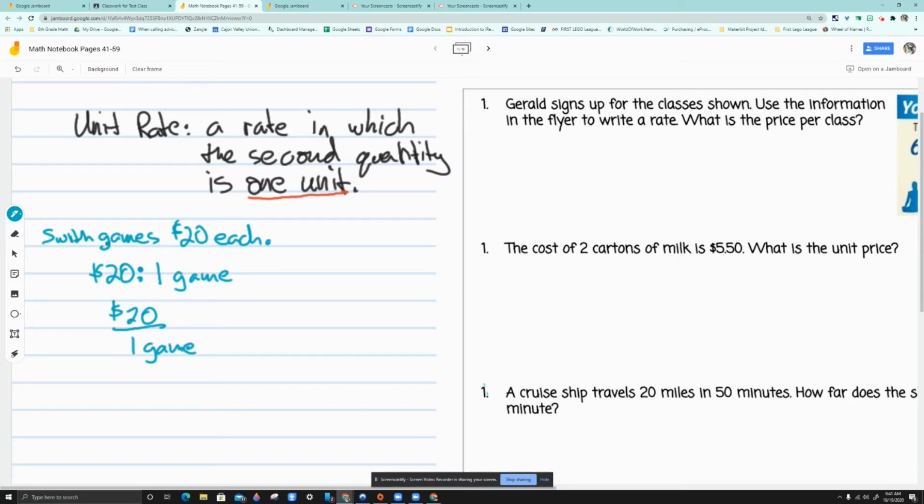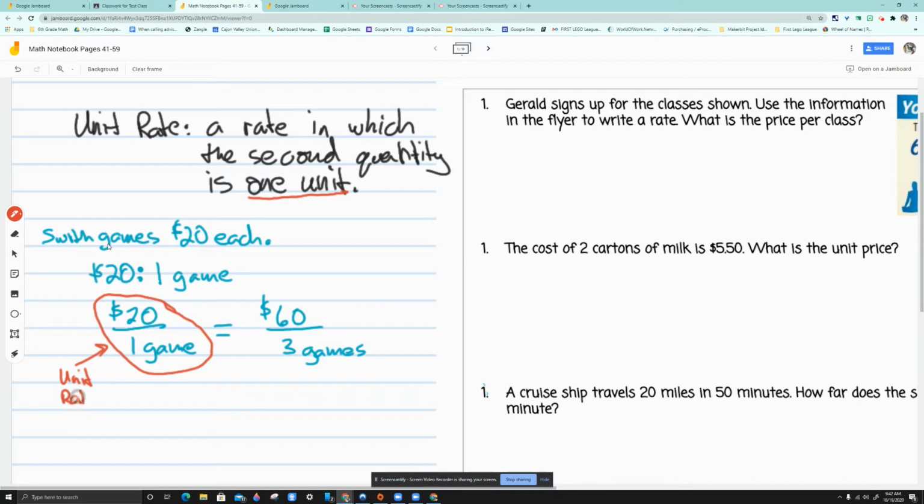And if you were to buy 3 games and they're each $20, you'd end up spending $60, right? Buy 3 games, cost $60. But this is the unit rate right here. This is the one people care about most of the time. How much does it cost for 1 game? This is the unit rate.